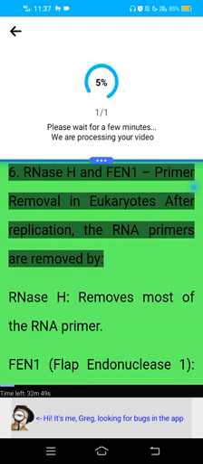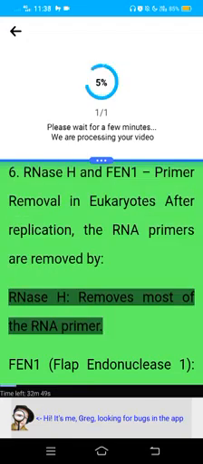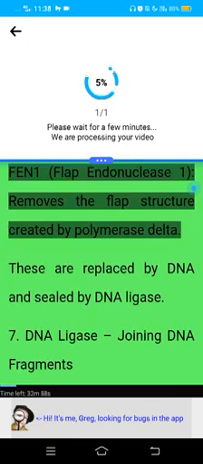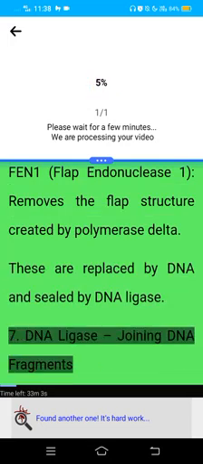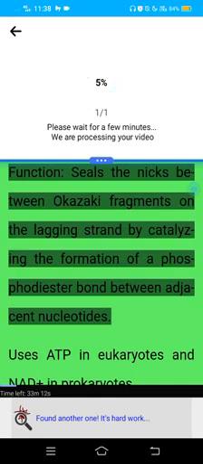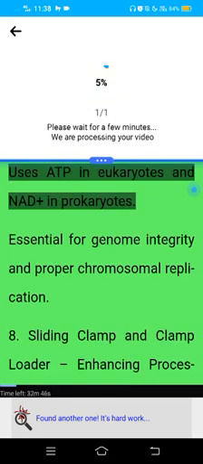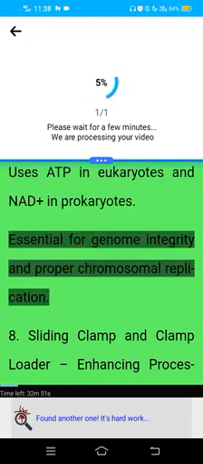6. RNase H and FEN1, primer removal in eukaryotes after replication. The RNA primers are removed by RNase H, which removes most of the RNA primer. FEN1, flap endonuclease 1, removes the flap structure created by polymerase delta. These are replaced by DNA and sealed by DNA ligase. 7. DNA ligase, joining DNA fragments. Function: Seals the nick between Okazaki fragments on the lagging strand by catalyzing the formation of a phosphodiester bond between adjacent nucleotides. Uses ATP in eukaryotes and NAD+ in prokaryotes. Essential for genome integrity and proper chromosomal replication.